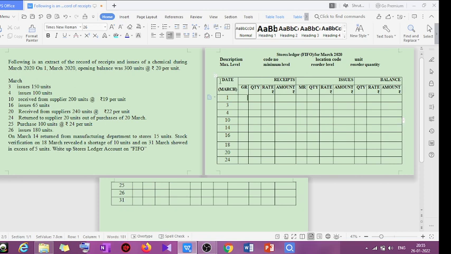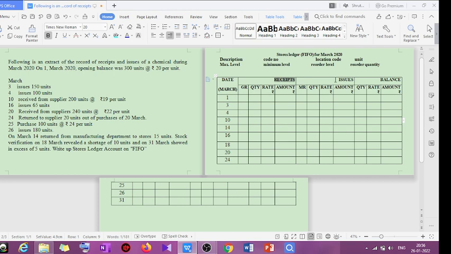Then after that we'll have your date. Remember you have to go according to the dates, in ascending order. Then we'll have your receipts. Receipts means the quantity which you have received from the supplier. In the question they'll give you how much you have received from the supplier, that quantity you have to write, and you have to write the rate. Then amount: just multiply quantity into rate, that will be the amount.